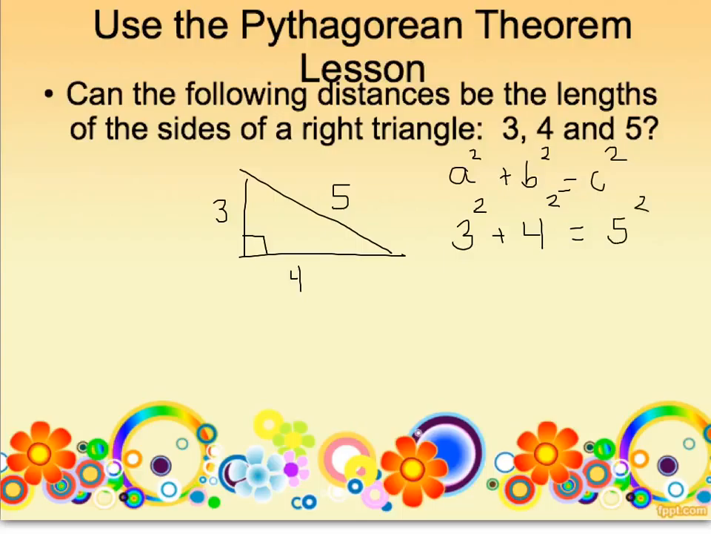Well, let's check that out. 3 squared is 9, 4 squared is 16. Does 9 plus 16 equal 5 squared? It certainly does. So we would say that yes, these are possible lengths of the sides of a right triangle.